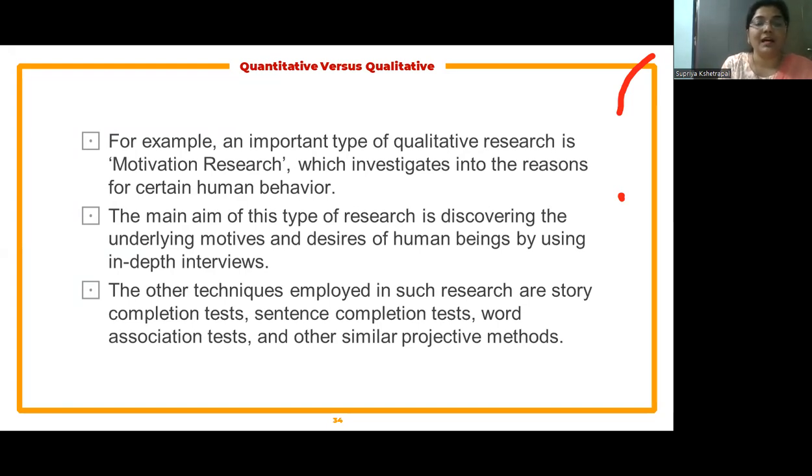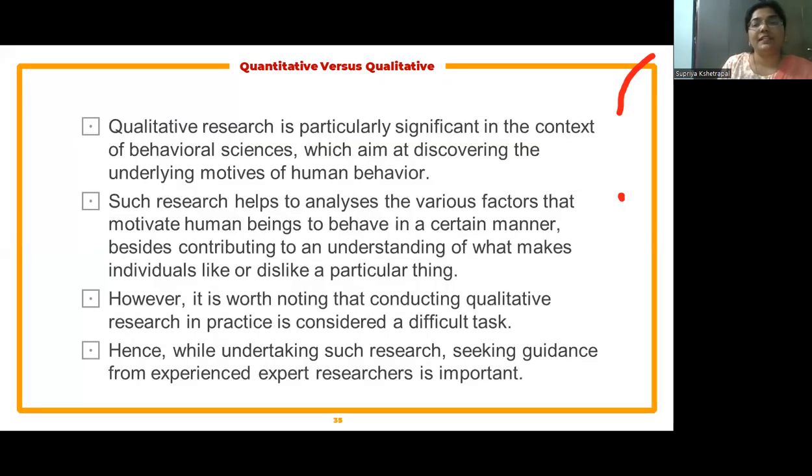Okay. And the other techniques employed in such researches are the story completion test, sentence completion test, okay, and word association test, and other similar projective tests. Okay. So these are the techniques to get the information. So it is particularly significant in the context of the behavioral science.